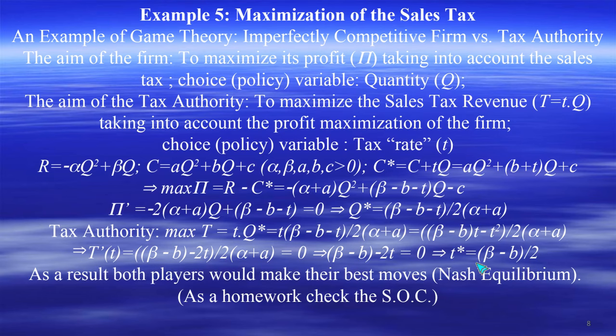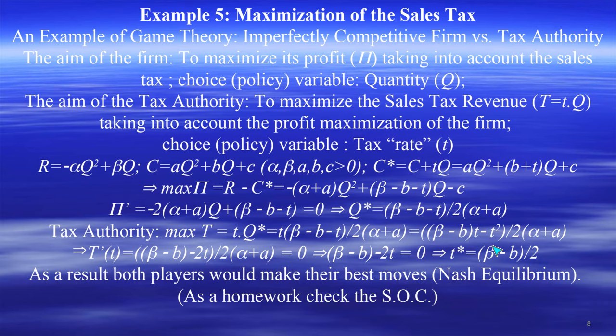So the tax authority should make its small t, the unit tax value, (beta minus B) over 2. Then both the firm and the tax authority have done their best move. They can't be better off. This is their best move, so there is no reason to change their moves again. The gasoline station, the firm, will produce and sell Q star, (beta minus B minus T) over 2 (alpha plus A). And the tax authority will get its optimum unit tax, small t, equal to (beta minus B) over 2. Of course, multiplying it with Q star, you can also obtain the total, big T star, if you wish.